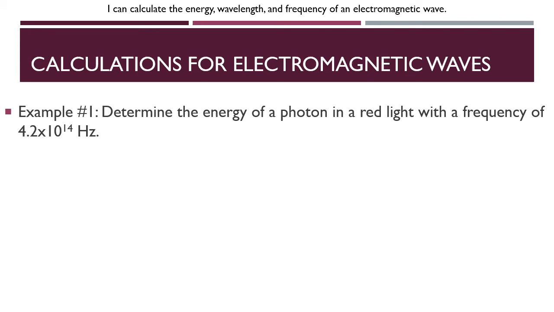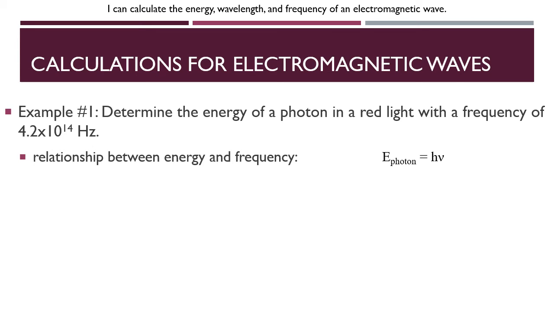So again, like before, you'll see the problem written out there on your note sheet. Just fill in the solution as we go. So example number 1, determine the energy of a photon in a red light with a frequency of 4.2 times 10 to the 14th hertz. So this question is asking us about the relationship between energy, more specifically energy of a single photon, and its frequency.